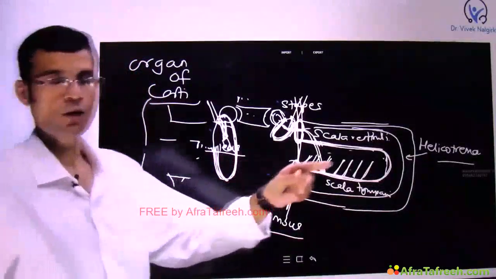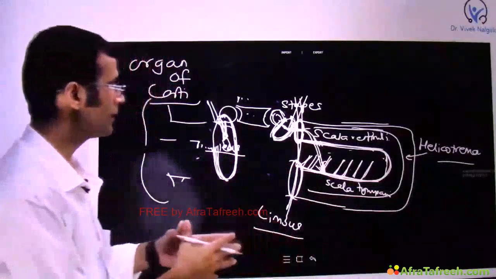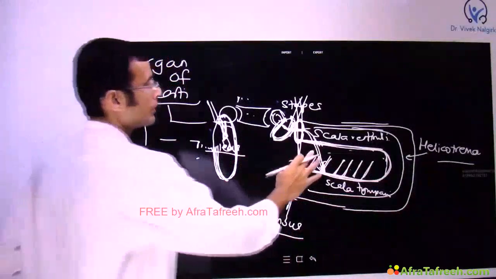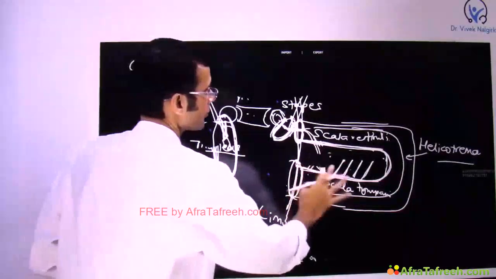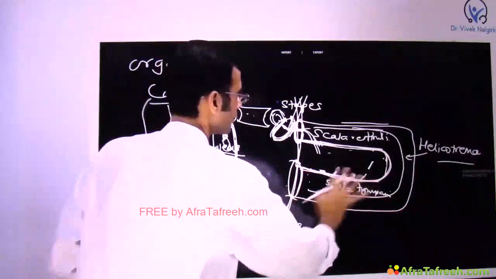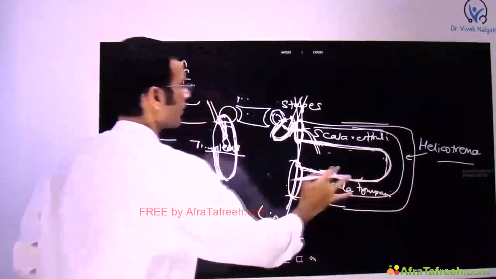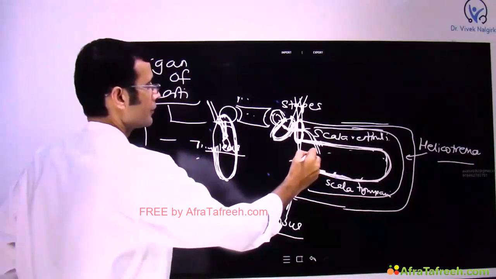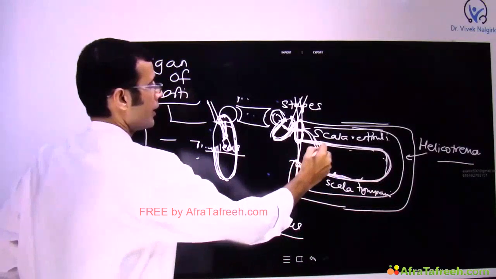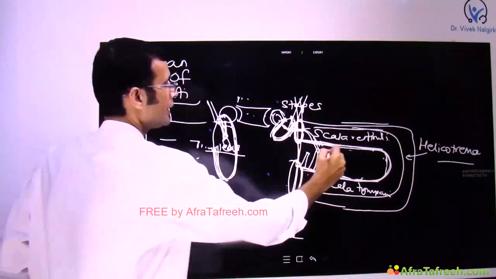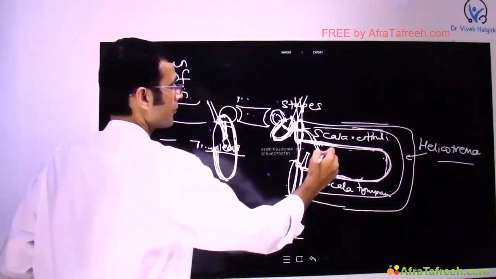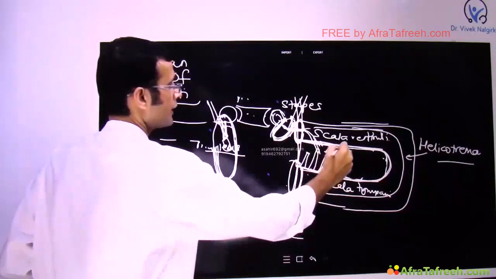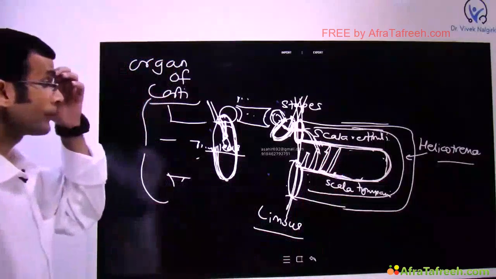Before we discuss the organ of Corti, let me just explain this: the basilar fibers near the base of the cochlea are short and thick, and as you move towards the apex, the fibers become long and thin.